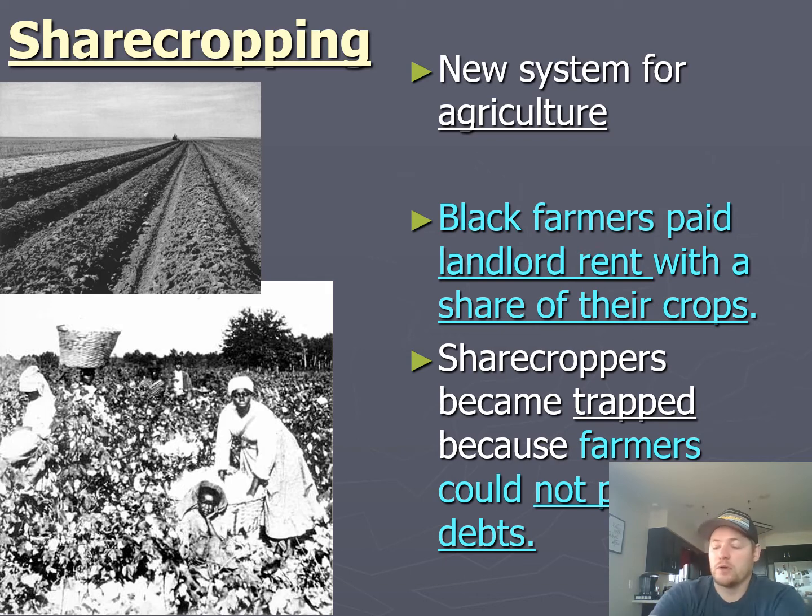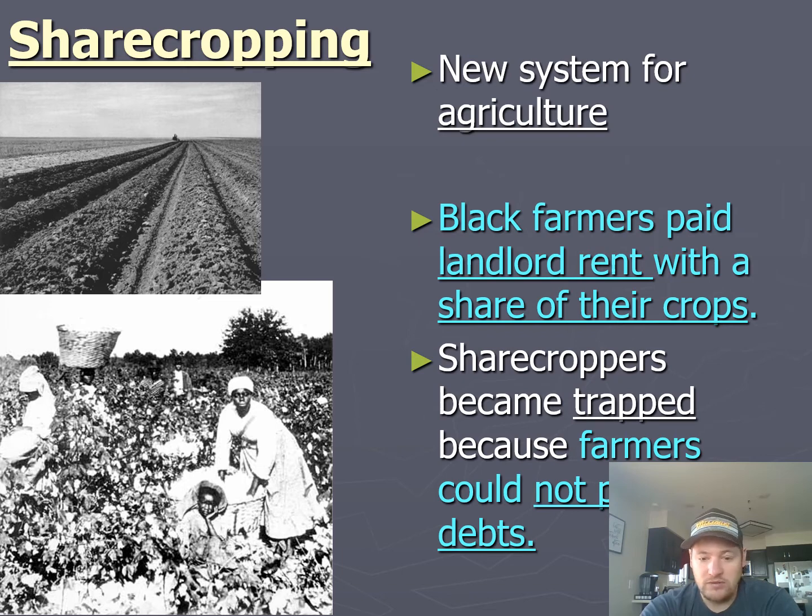What the former plantation owners are going to do is they're going to rent parts of their plantation to the black newly freed slaves. So at first it looks pretty good because now these former slaves can start to grow their own crops and sell their own crops to make money. However, the rent on that land was so high that all the profits that the slaves would get would go right back to the plantation owner. So they're not making any money, and in fact, they're getting even more debt to the plantation owner.